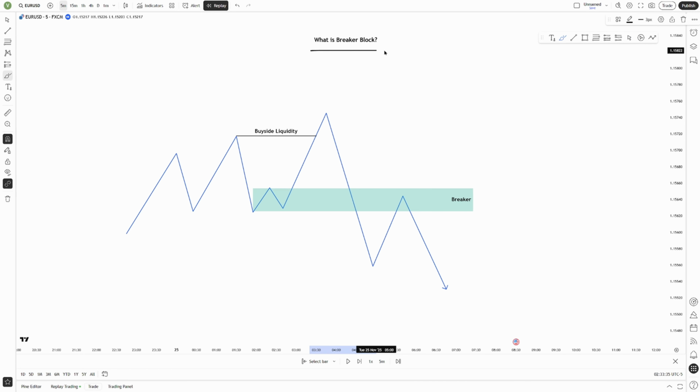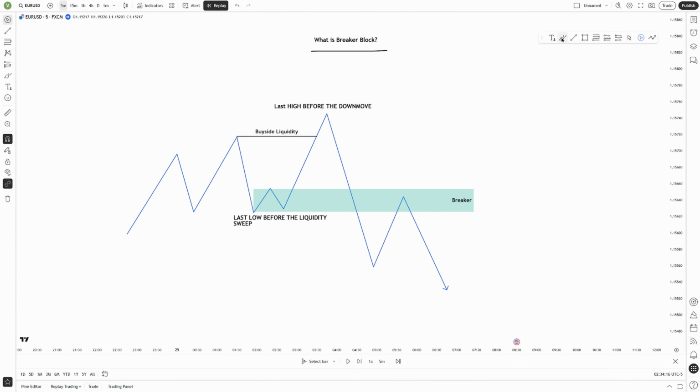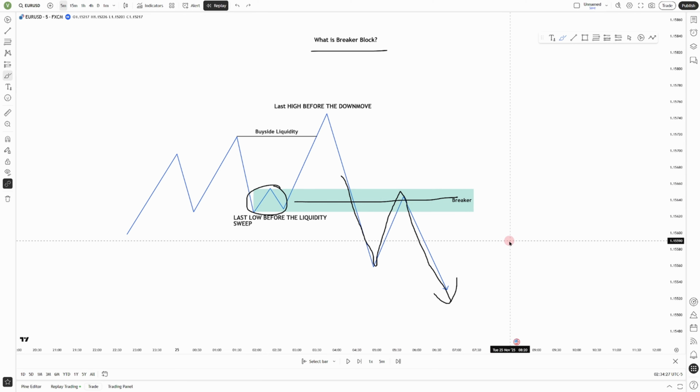Now let's see what a breaker block is. So suppose we have this market structure. Look at this last high created before the down move after the buy-side liquidity sweep. And this was the last low before that high was created, so this last low becomes our breaker block. Price simply breaks it to the downside, and once it breaks, this validates the breaker. Then price retraces back to it and continues in its direction.